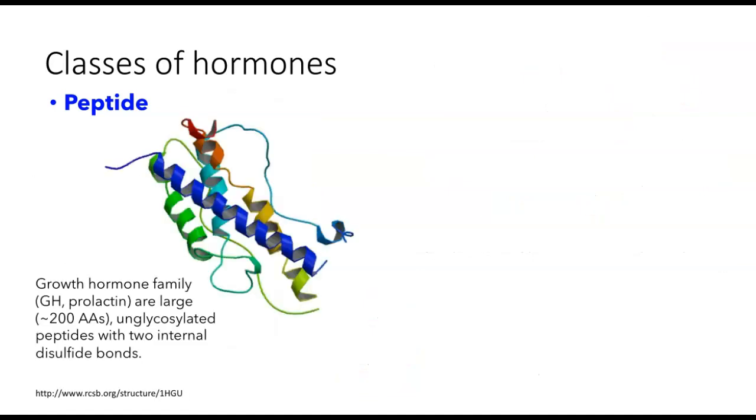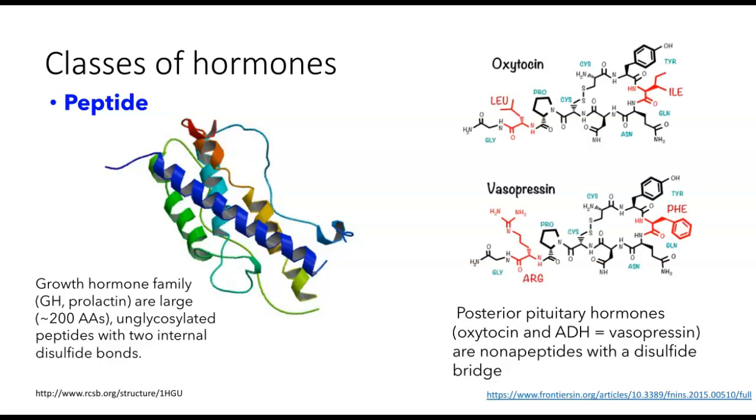More peptide hormones include the growth hormone family. That includes growth hormone and also prolactin. These are the largest of the peptide hormones. They're about 200 amino acids in length. They're unglycosylated, but they have a lot of tertiary structure. They're held together by internal disulfide bonds.